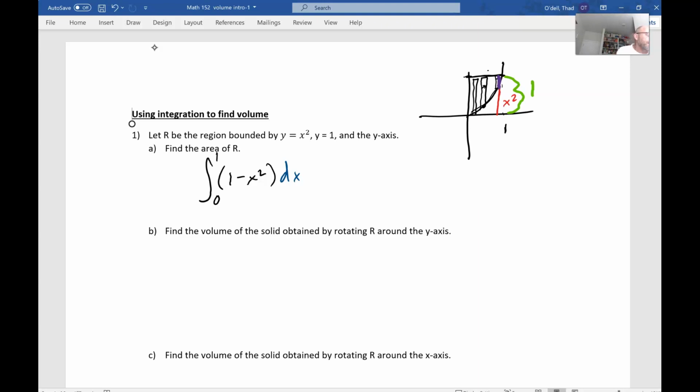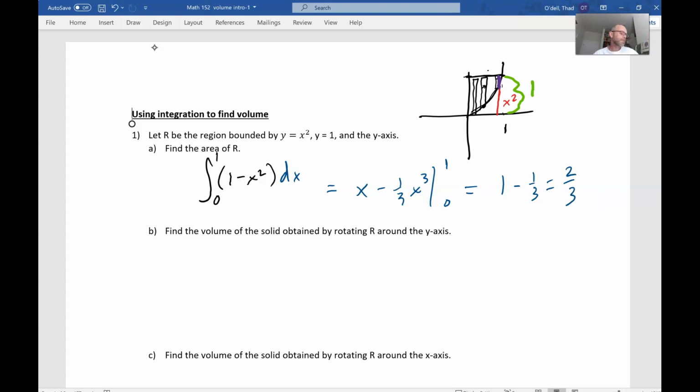Of course we could find that area by just integrating that. I'm not going to integrate all of these, I'm just going to set them up, but I'll integrate this first one just so you remember how to integrate. This would be x minus 1/3 x cubed evaluated from 0 to 1, and that would be 1 minus 1/3 minus 0, which would be 2/3.